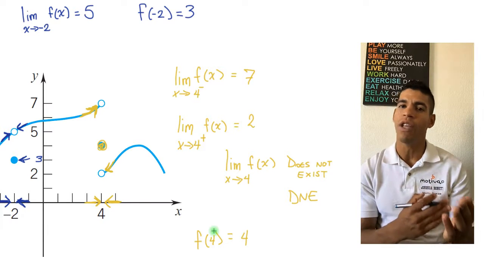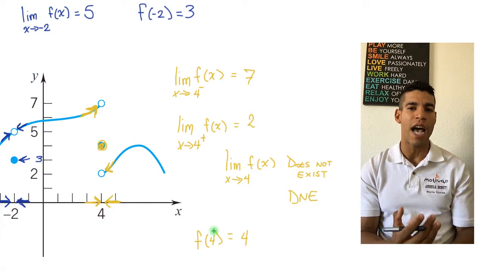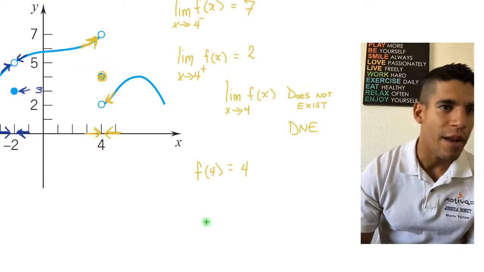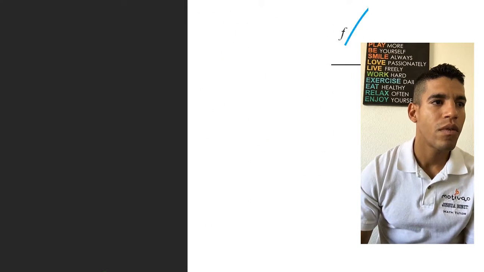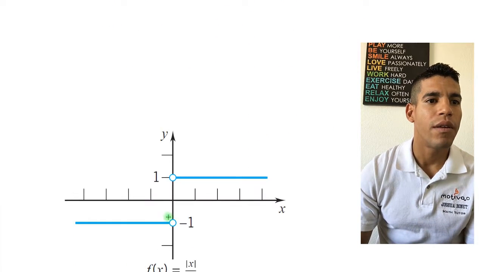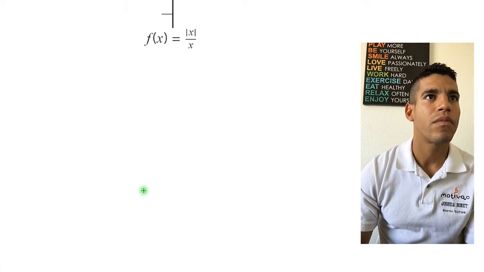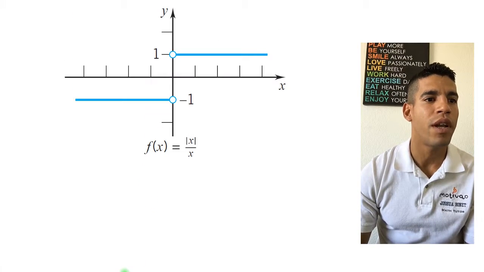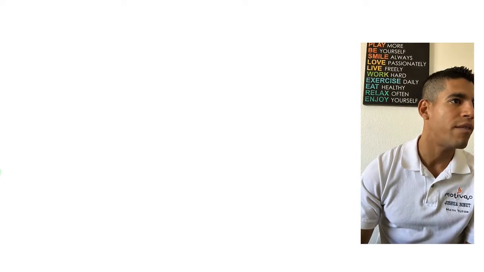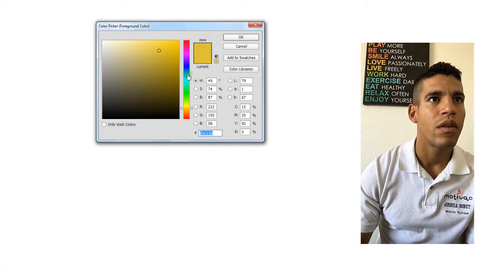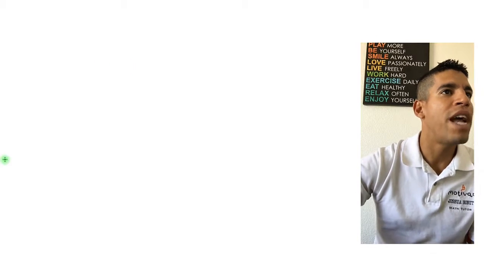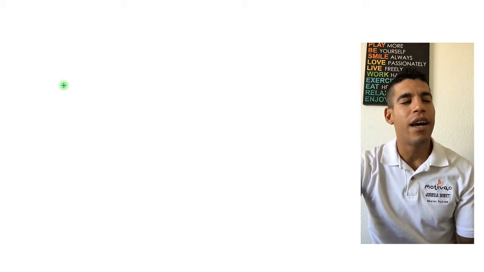Okay? Now I'm going to show you what would happen if instead of a graphical representation, you have a function and you need to find if the limit exists or not. Okay, so let's try that. Let me just write it next to that graph.